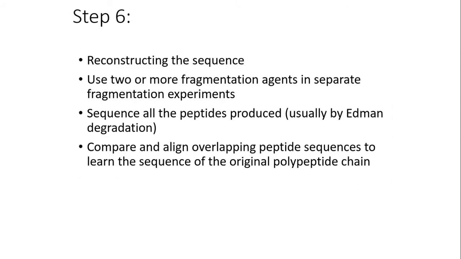The final step then is going to be reconstructing the sequence. And what we're going to do is basically match those fragments up. So we're going to have a number of different fragments. We're going to sequence all these fragments, usually by Edman degradation. We might use another method that we'll talk about momentarily. And then we'll compare and align the overlapping sequences to obtain the sequence of the original polypeptide chain.